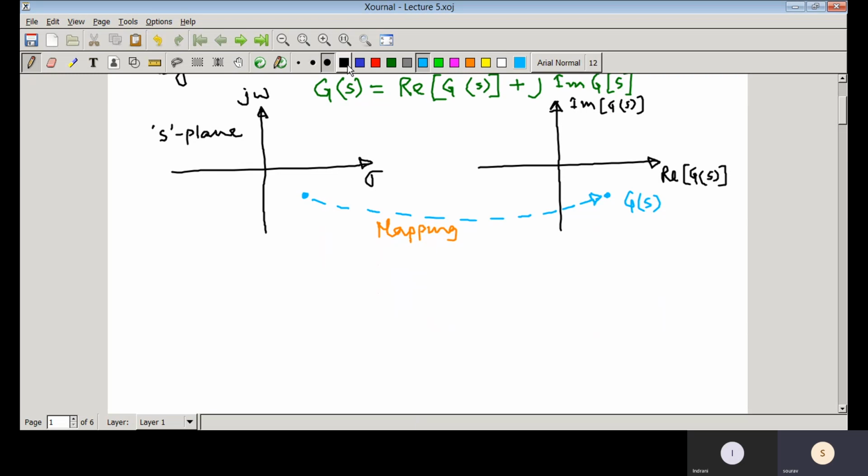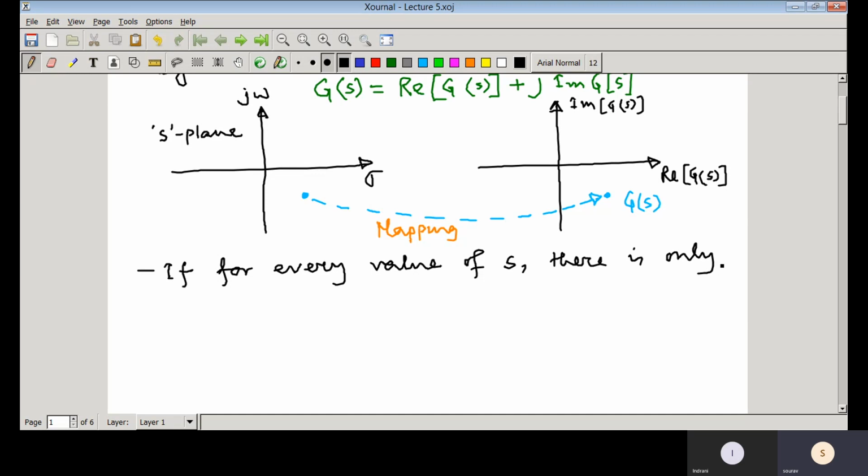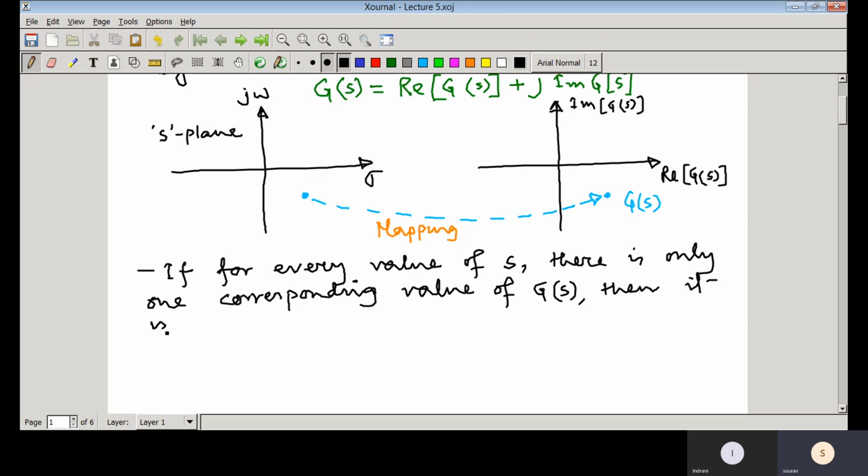That is, if for every value of s there is only one corresponding value of G(s), then it is called a single valued function.